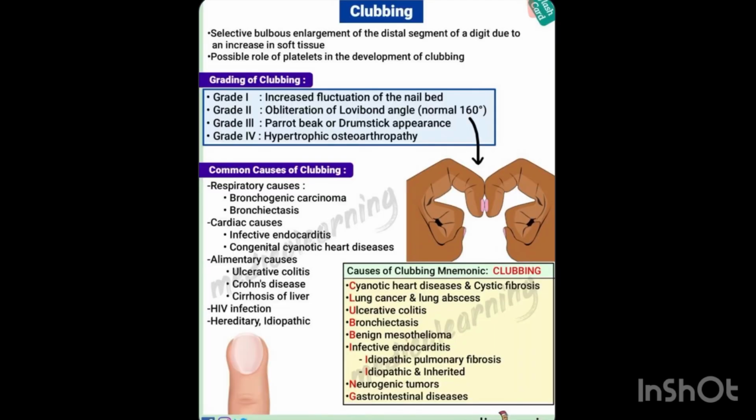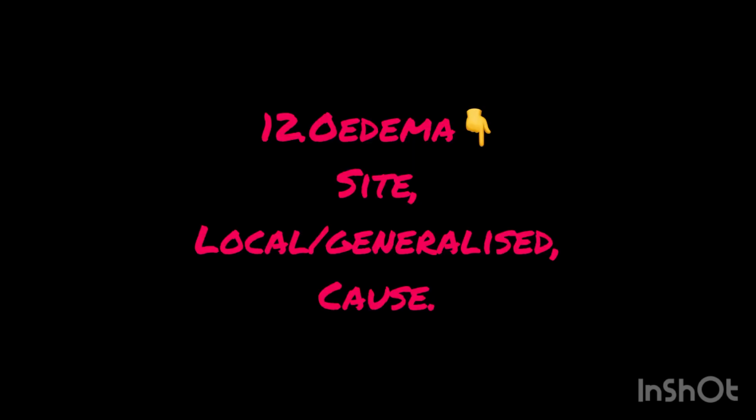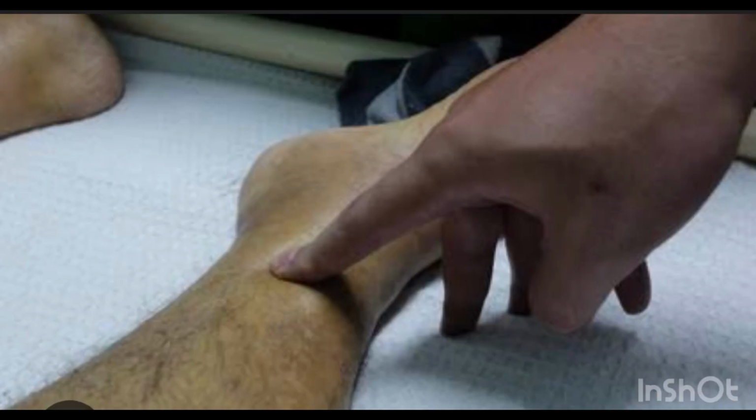You can see it. Then look for edema, which is excessive accumulation of fluid in extravascular space. It can be local edema, which is due to venous or lymphatic obstruction, also seen in DVT or filariasis. In generalized edema, it can be due to congestive heart failure or nephrotic syndrome or cirrhosis. So this is the site where we check.